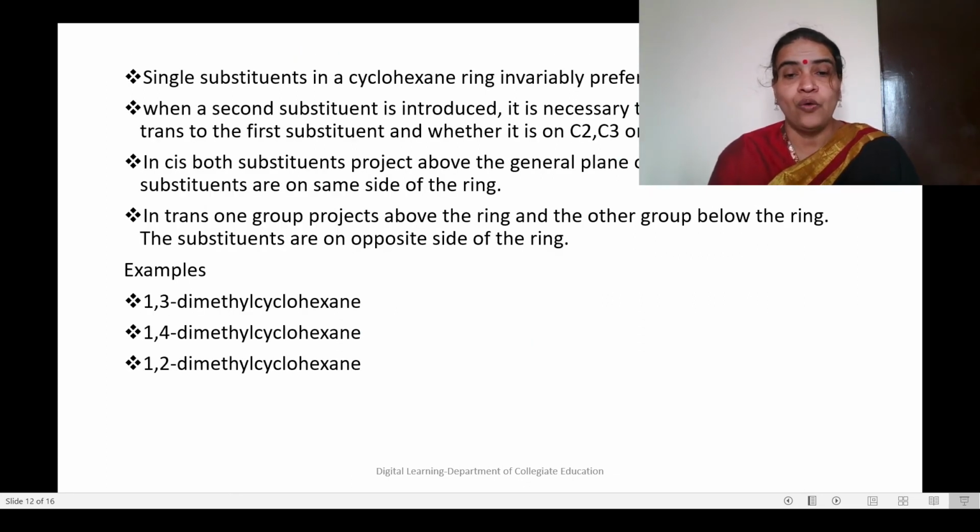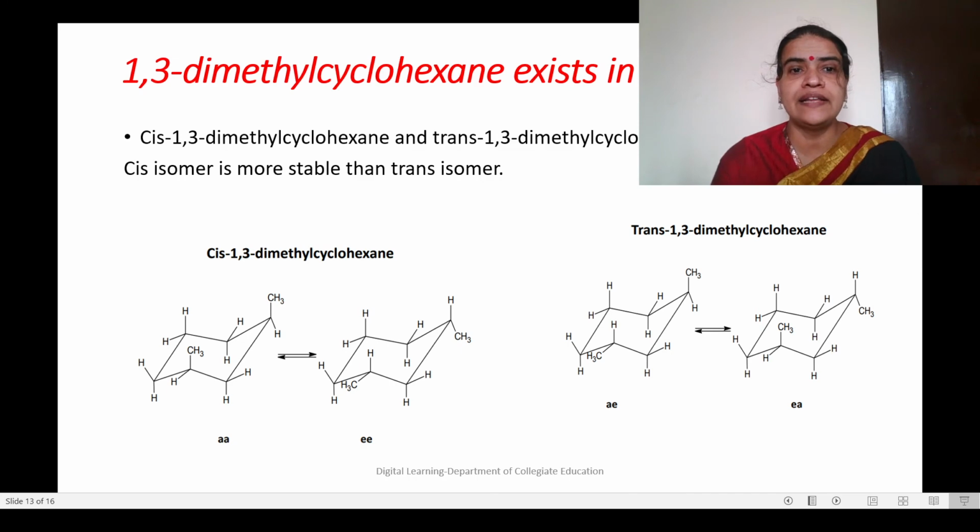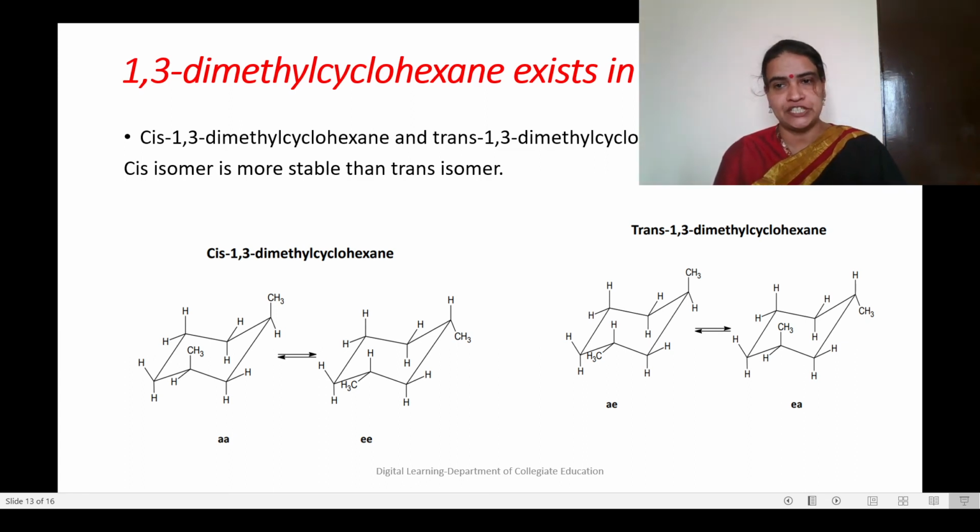Now, when we consider disubstituted cyclohexane, for example, 1,3-dimethyl cyclohexane, 1,4-dimethyl cyclohexane, 1,2-dimethyl cyclohexane, etc., the methyl groups can occupy either the axial position or the equatorial position. We'll take 1,3-dimethyl cyclohexane, the different forms. What different forms? When it comes to different forms, again the term is conformations. That will be cis and trans forms.